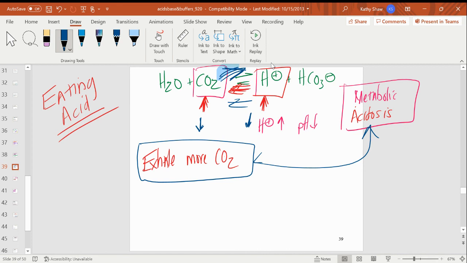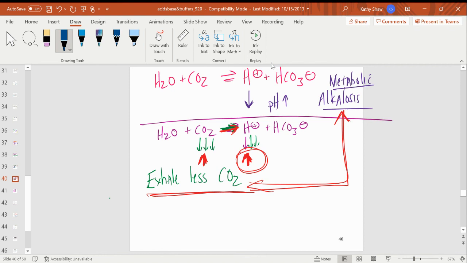So I get more carbon dioxide out, drive CO2 down, which takes the hydrogen ion back down for a new, better equilibrium. So I can have a respiratory compensation for a metabolic problem. My respiratory compensation for metabolic acidosis is exhaling more carbon dioxide. My respiratory compensation for metabolic alkalosis is exhaling less carbon dioxide, keeping it in to, again, give me a new, better equilibrium.